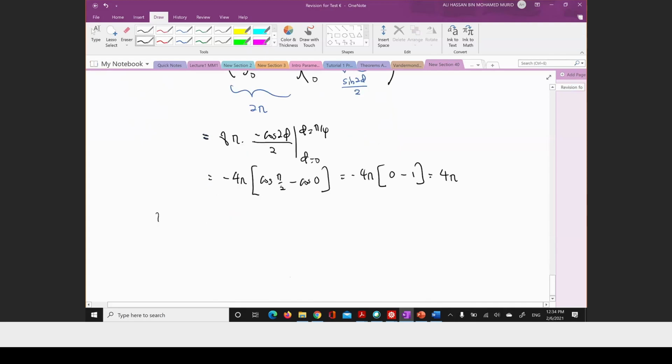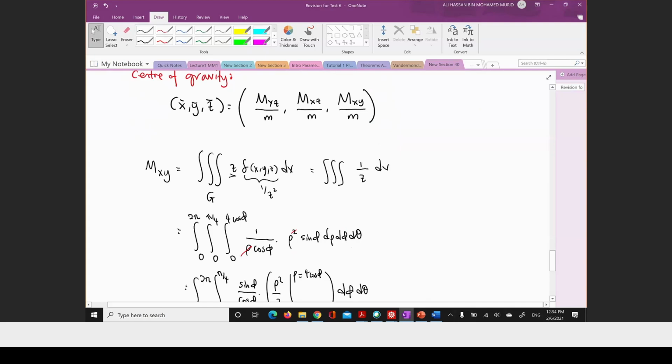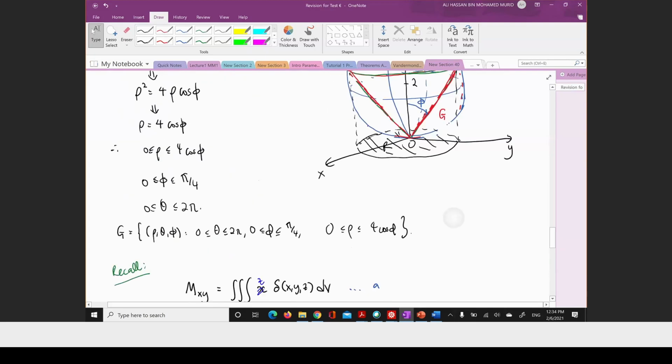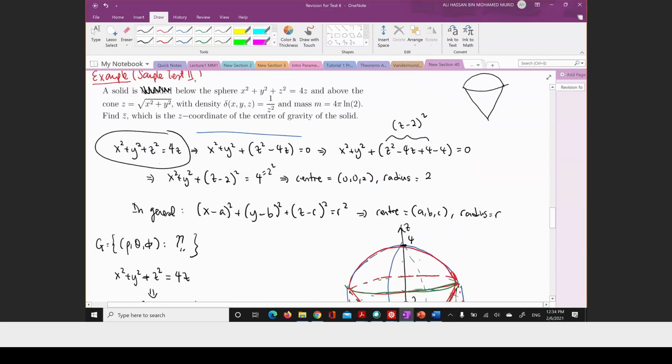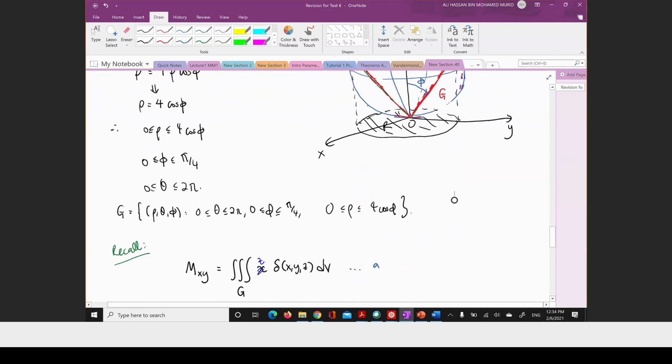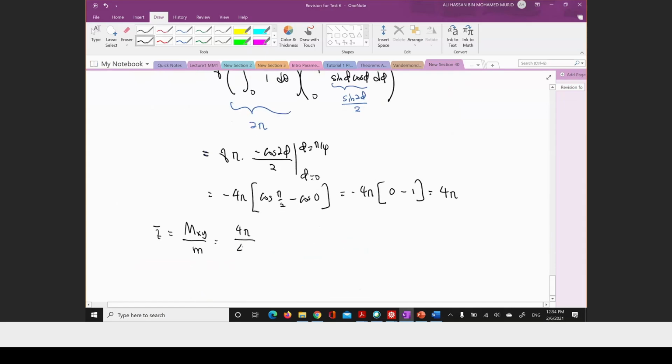It's not finished yet. Z bar is MXY over M, right? So what is M? The mass M is 4 pi ln 2. So this needs to be divided by 4 pi ln 2. Yeah, 4 pi cancels out.